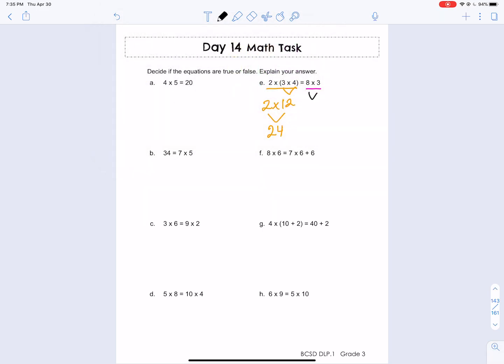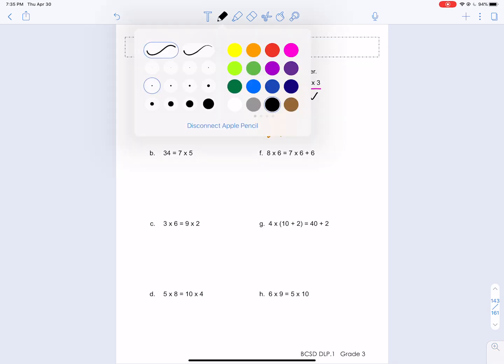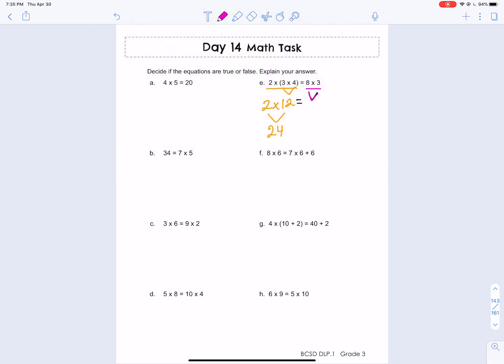8 times 3, I already know from my math fact experience that 8 times 3 is indeed 24. So it ends up that both sides of the equal sign are the same. That means that this equation is true. It is balanced, and it totally works to write it that way. Okay.